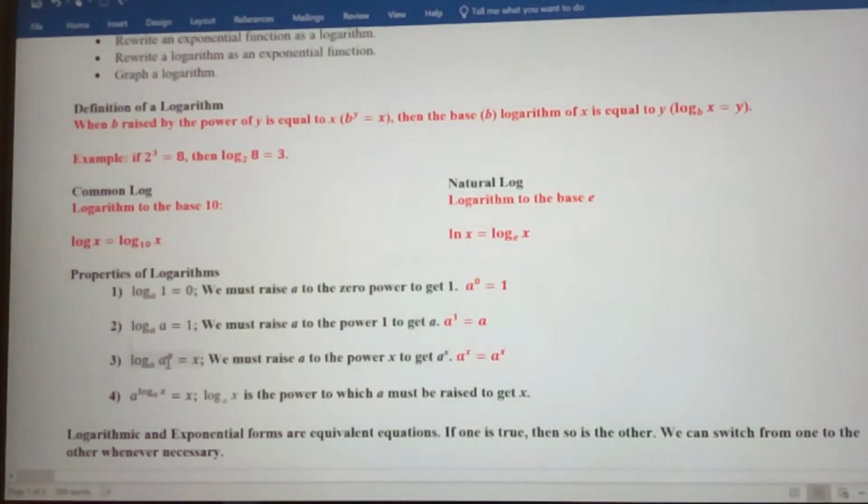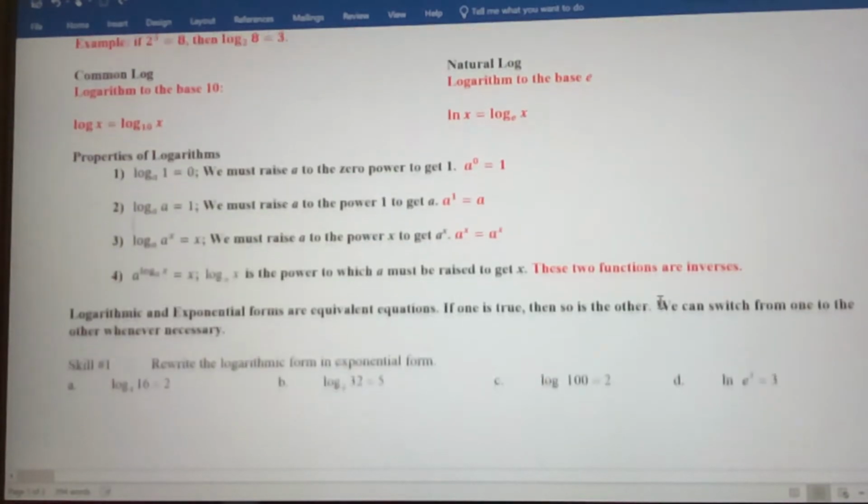Third property: log base a of a to the x equals x. So a to the x power equals a to the x if we translate that to exponential form. These 2 functions, recently we talked about inverse functions, and these 2 functions are going to be inverses. So a to the log base a of x equals x. That's one of the basic properties, and we're going to use that more later on.